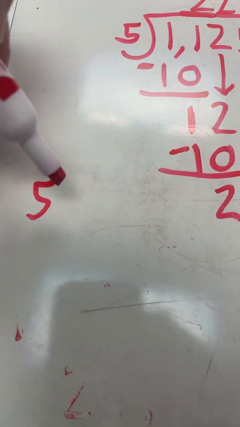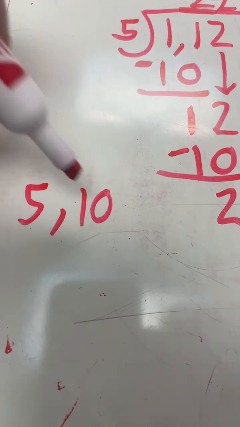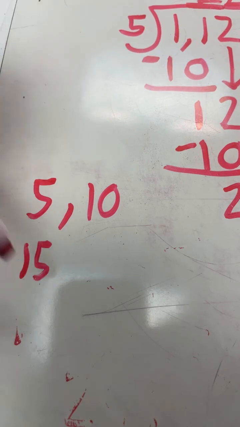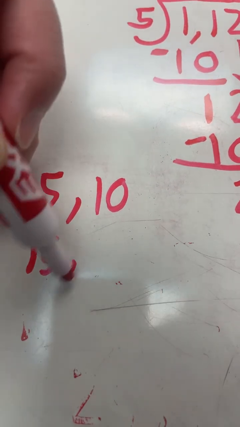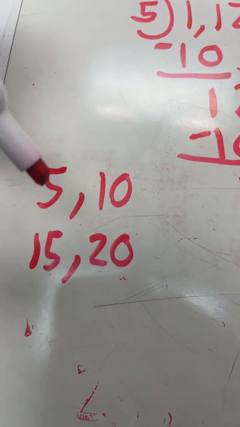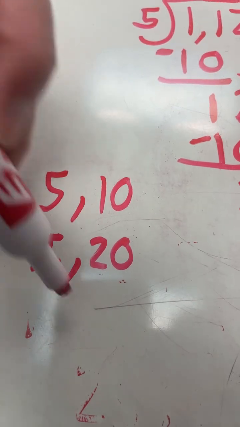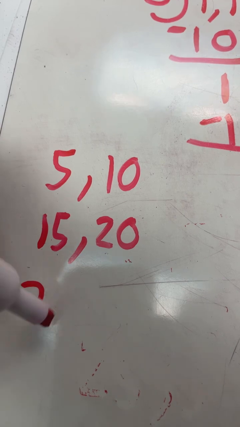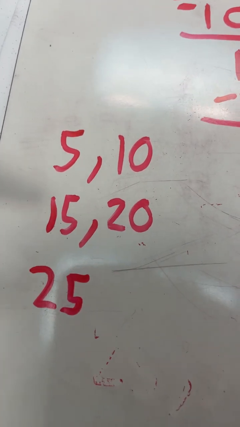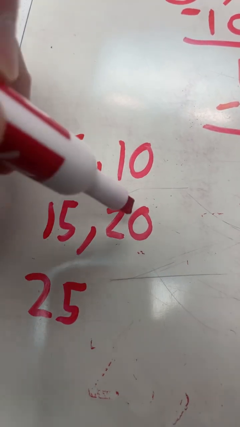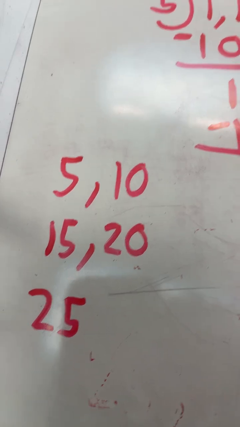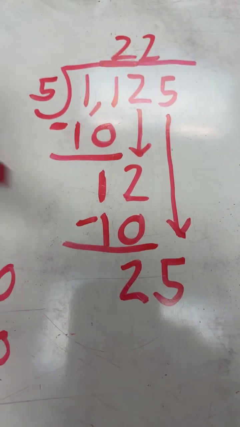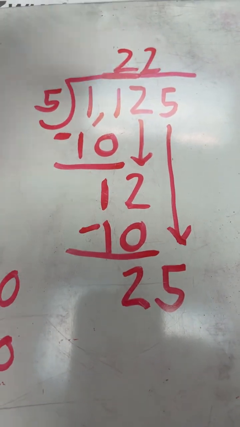So 5, that's 1 group of 5. 10, 2 groups. 15, 3 groups. 20, that's 4 groups of 5. And 25, that is 5 groups of 5. We ended up counting by 5, 1, 2, 3, 4, 5 times to get to 25. So 25 divided by 5 equals 5.